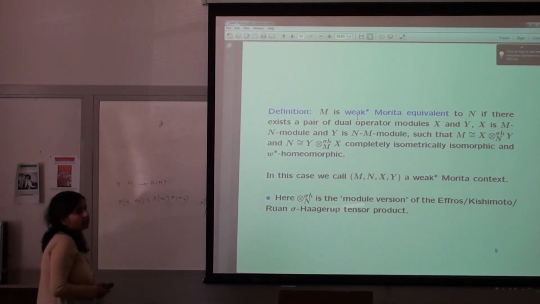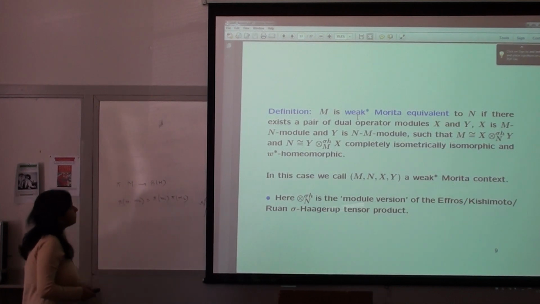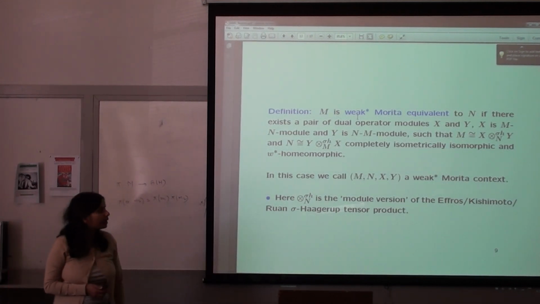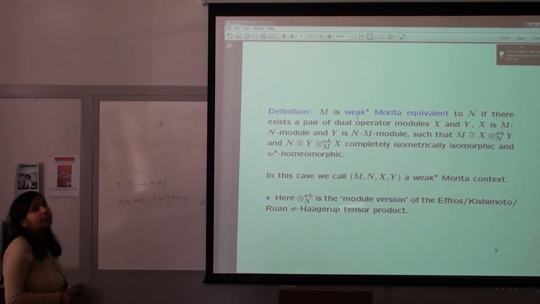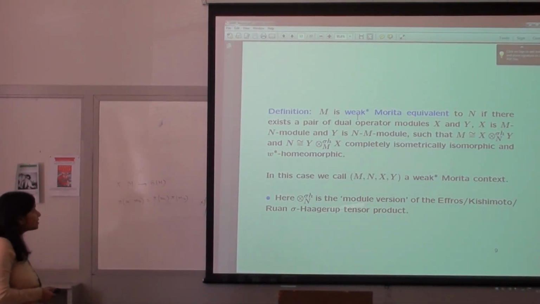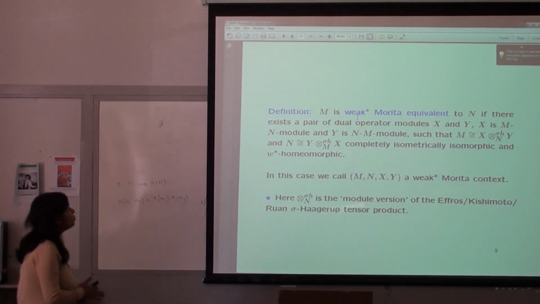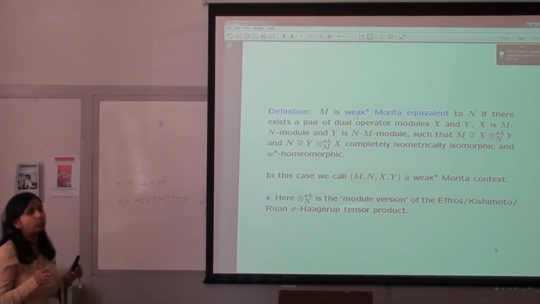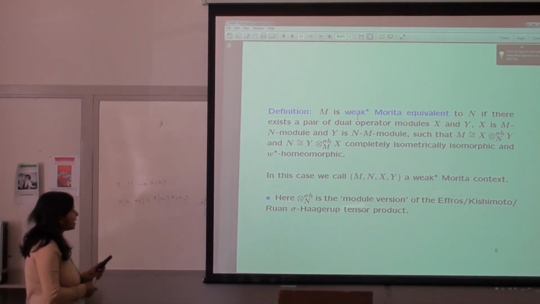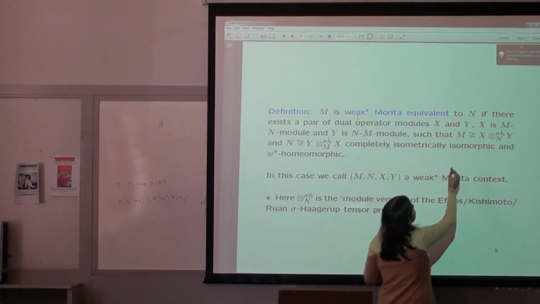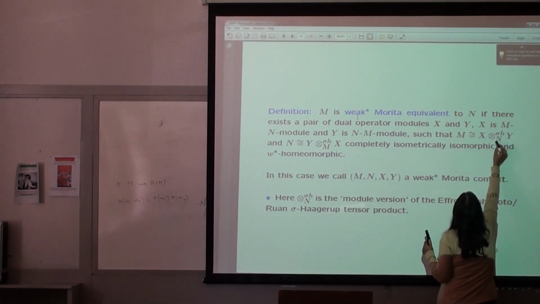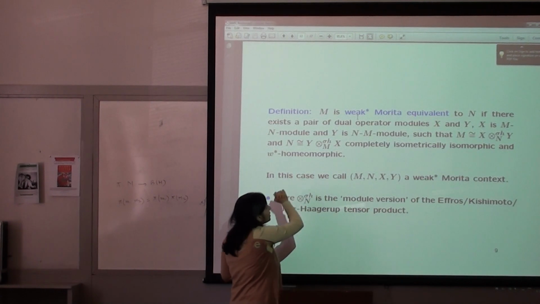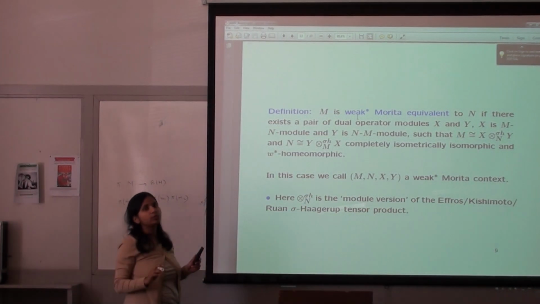We will look at a special tensor product in this setting. Before that, I am going to give you the definition of weak star Morita equivalence. Suppose we have two dual operator algebras M and N. We say that M is weak star Morita equivalent to N if there exists a pair of dual operator modules X and Y, where X is a left M, right N module and Y is a left N, right M module, such that we can write the first algebra M as the special tensor product of X with Y, and the other algebra N as the tensor product of Y with X. This is again a complete isometric isomorphism, and the weak star topology is also preserved.